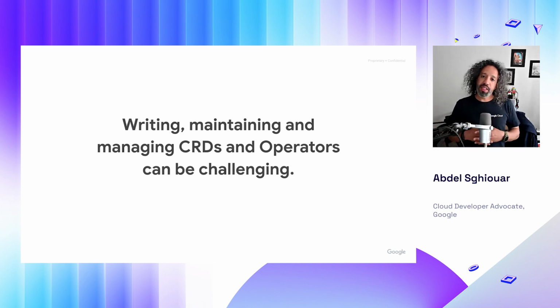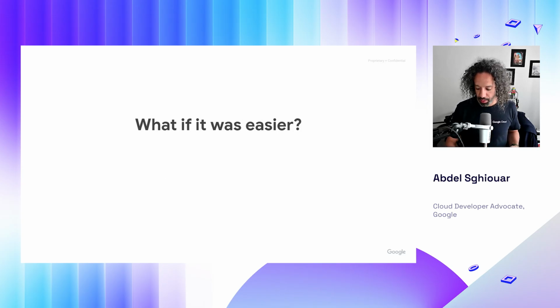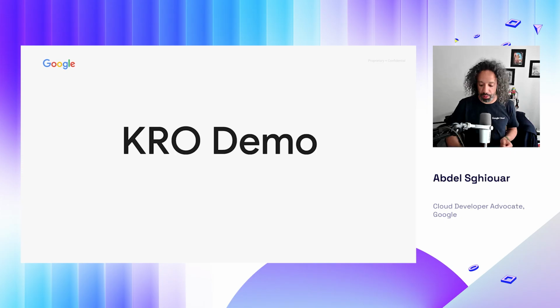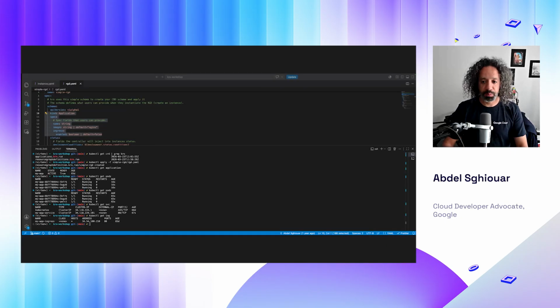Now, the thing with CRDs and operators is that they are actually quite difficult to write and maintain. They're quite hard, actually. And this is something that we know for a while. But we can make it easier. And that's where KRO comes into the picture. KRO allows you to make it easier to manage CRDs, or the custom resource definition part. Let me show you how it works.